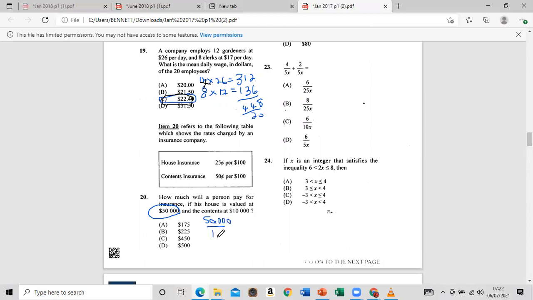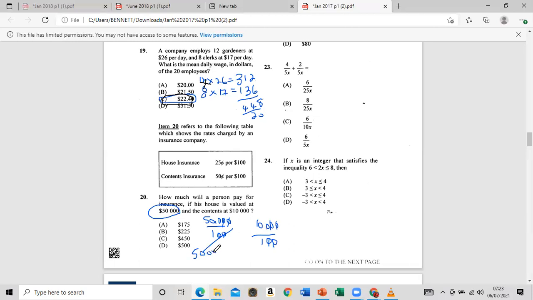divided by 100, and similarly 10,000 divided by 100. So the zeros will go. So this is 100, and this is 500 for the house. Let me just cross off these two. So this works out to 500 times 25 cents.